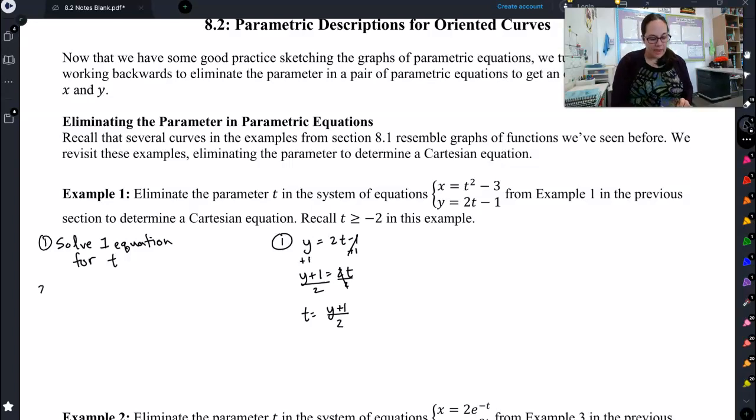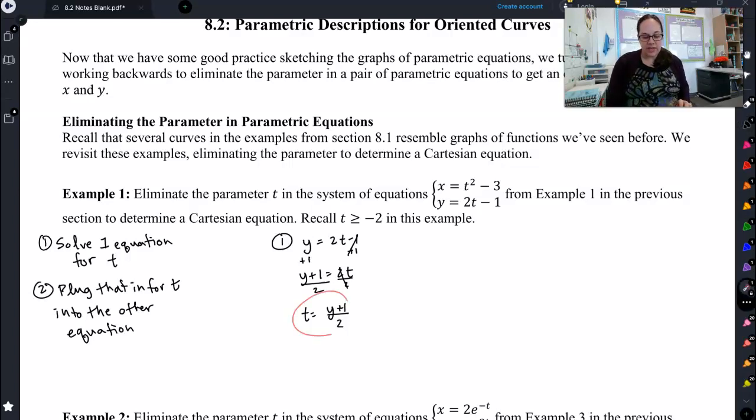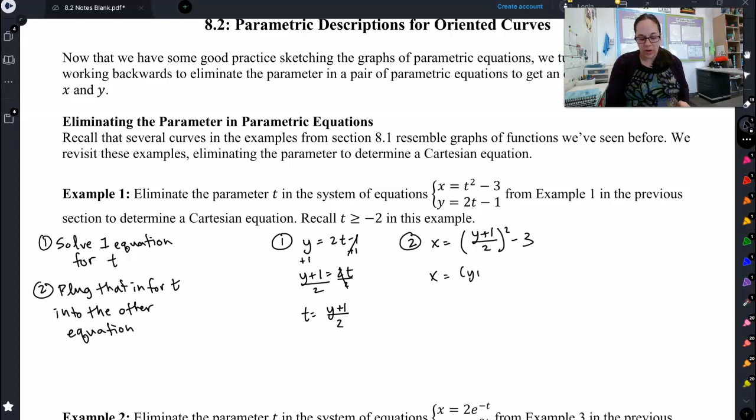So there we go. Step two, plug that in for t into the other equation. So basically this is the process of substitution from 1050. So now I'm going to take this equation for t, I'm going to plug it in for t into my second equation, in this case my x equation. So as soon as I hit that t, I'm going to plug in the equation I got for t. Now I'm going to square the top and the bottom of this to get that. And I'm going to make this look a little nicer by doing this.